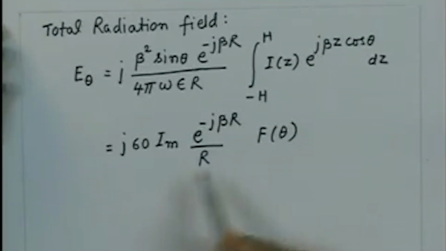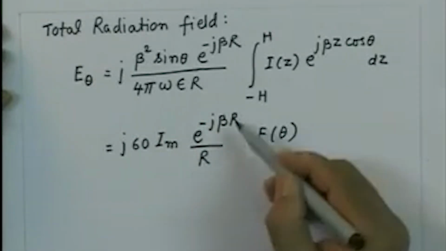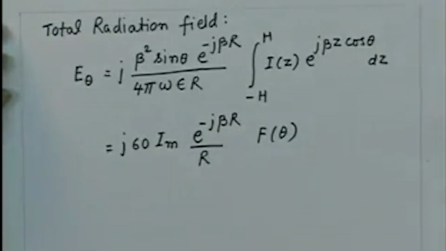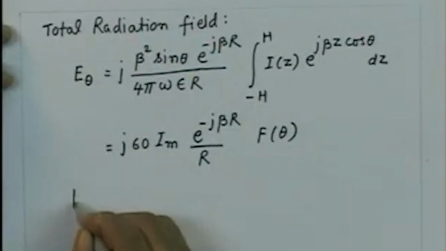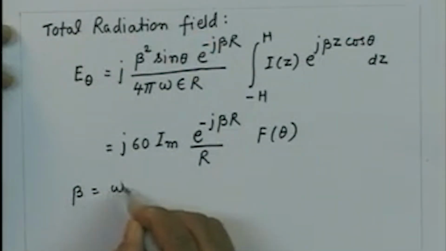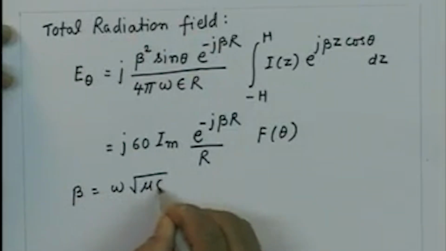The reason for doing this is the amplitude term which you are going to get at a distance of r, but as we saw, we are interested in essentially relative distribution of the field as a function of angle, what we call as radiation pattern. So, this function of theta essentially will be the radiation pattern for this dipole, that is what we are interested. How do you get these parameters here? We know this quantity beta is omega square root mu epsilon.